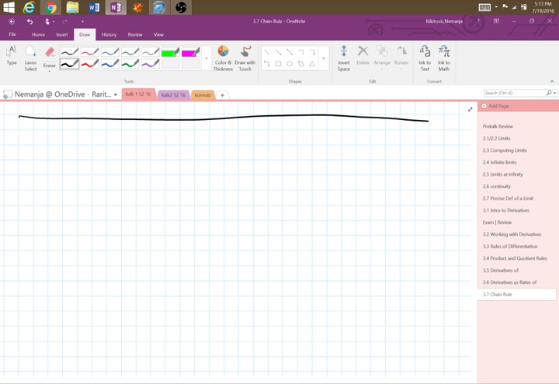So the problem from the textbook, number 28, says, what is the derivative of e to the tangent x?